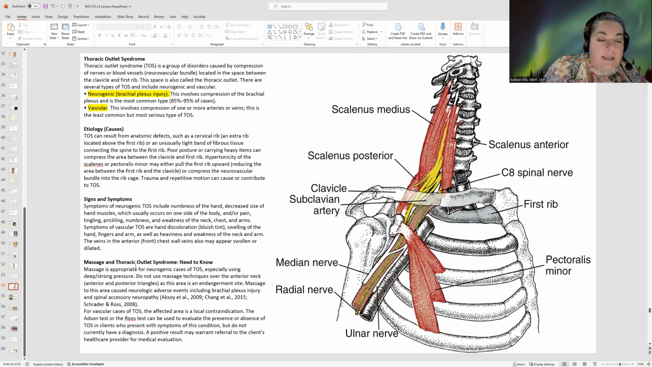All right. Symptoms include numbness of the hand, decreased size of the hand and muscles, usually on one side of the body. All right. It'll be unilateral again because it's not affecting both sides. It's affecting whatever side has the thoracic outlet syndrome happening. Sometimes hand discoloration can happen. It can become a bluish tint. All right. They're not getting enough oxygen. Swelling of the hands, fingers, and arms, especially if that vein is compromised because that blood can't travel back up. All right. Heaviness and weakness of the neck and the arm.